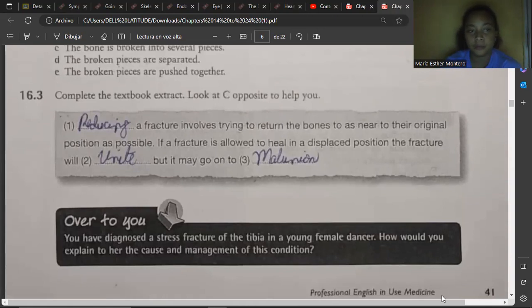16.3. Complete the text using the words in C opposite to help you. Reducing a fracture involves trying to return the bones to as near to their original position as possible. If a fracture is allowed to heal in a displaced position, the fracture will unite, but it may go on to malunion.